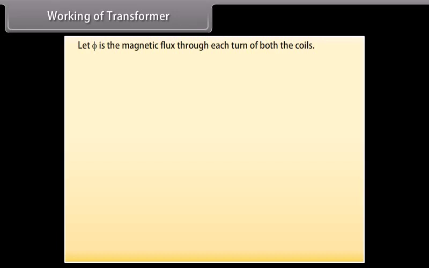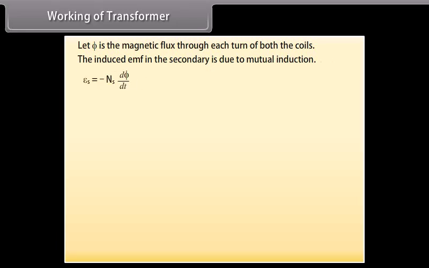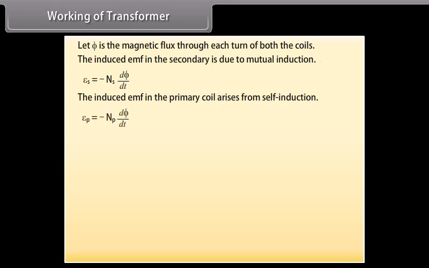Let phi be the magnetic flux through each turn of both the coils. The induced EMF in the secondary is due to mutual induction: ES = -NS dphi/dt. The induced EMF in the primary coil arises from self-induction: EP = -NP dphi/dt.